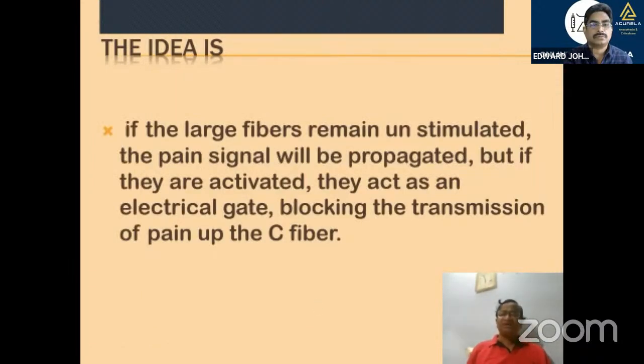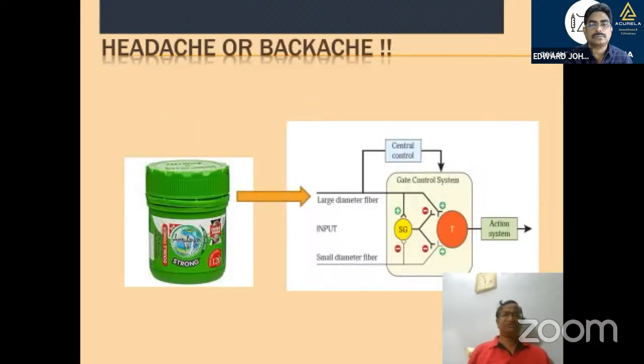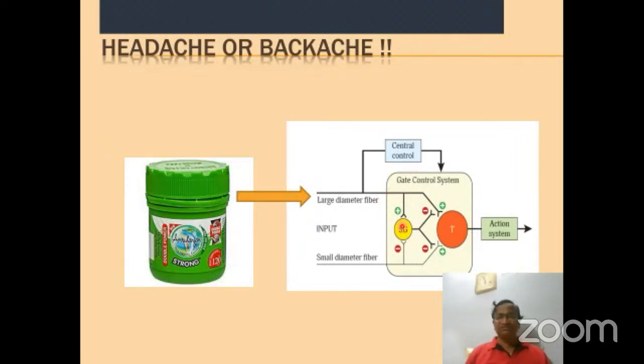If the large fibers remain unstimulated, the pain signal will be continuously transmitted, so the patient will have pain. Now see here, there is a headache going on. Now we put some balm. We are stimulating the large fiber. This large fiber stimulates the substantia gelatinosa, and the substantia gelatinosa inhibits the transmission. So the SG acts as a gate to decrease the pain, just by applying Zandu balm.